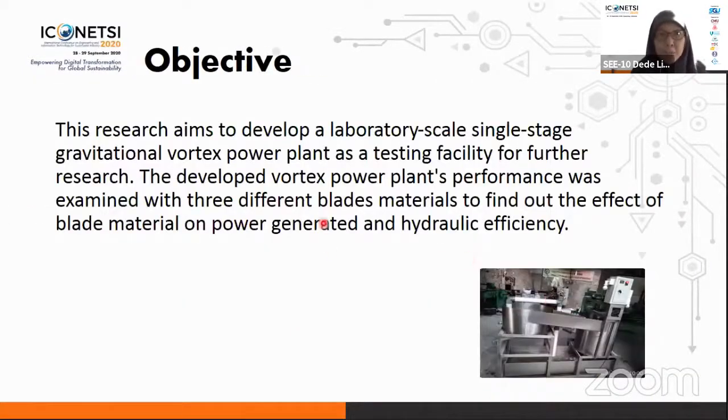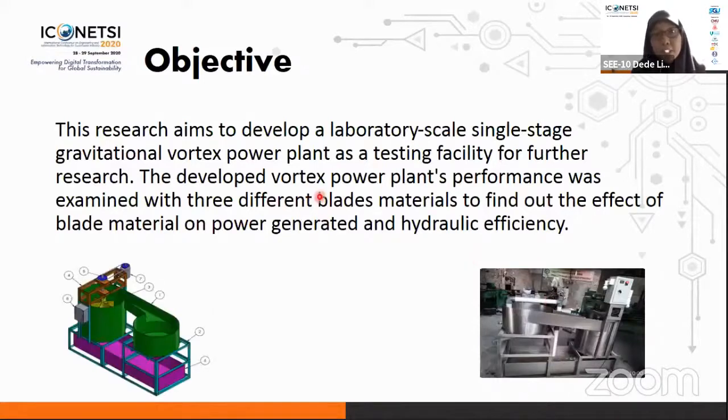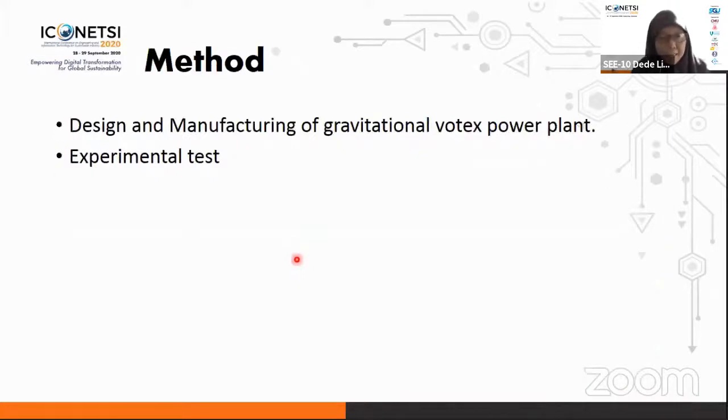This research aimed to develop a laboratory-scale single-stage gravitational vortex power plant as a testing facility for further research. The developed vortex power plant's performance was examined with 3 different blade materials to find out the effect of blade material on power generated and the hydraulic efficiency. The research began by designing and manufacturing the gravitational vortex power plants.